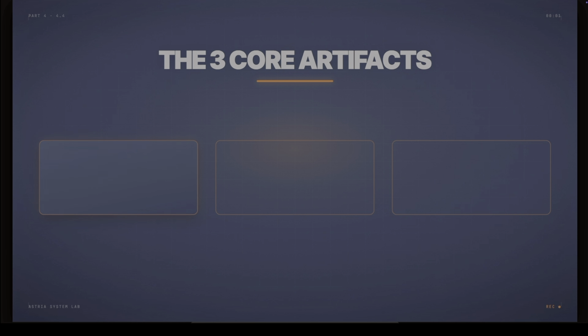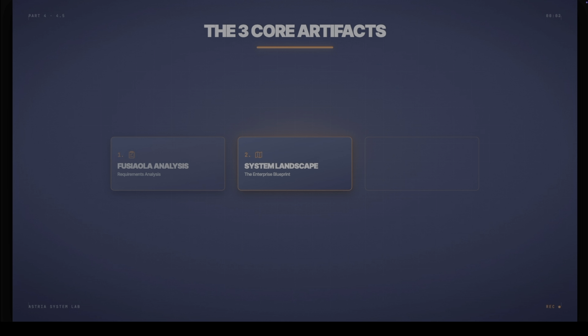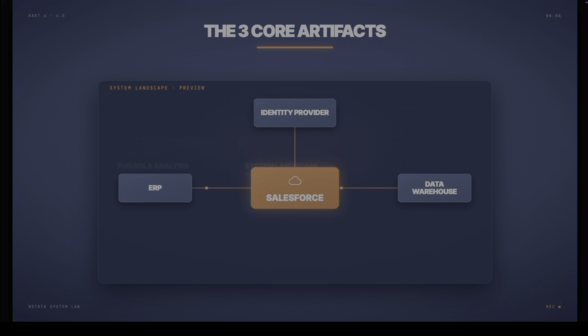Number 1, the FUSIAOLA analysis. This is the requirements analysis artifact. It captures everything you need to know about the business before you design a single object or workflow. Number 2, the system landscape. This is the blueprint showing how Salesforce fits within the broader enterprise. Think of it as a high-level map.